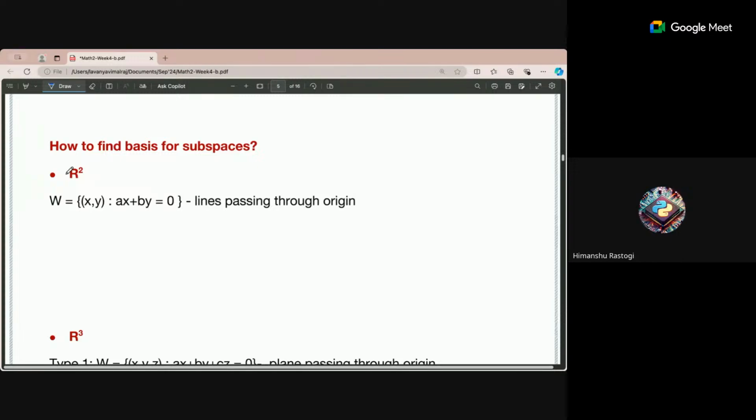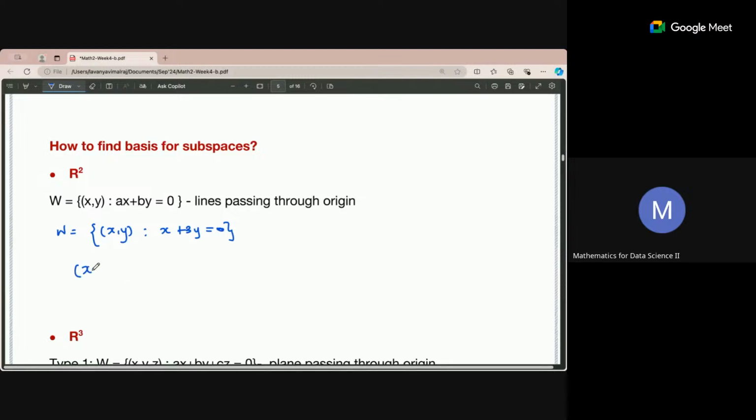Any line passing through the origin. Yes, any line passing through the origin is an example, right? So you take this particular W. For example, suppose I am taking W is equal to the set of all (x, y) such that x plus 3y is equal to 0, right? How do you find a basis for this set?